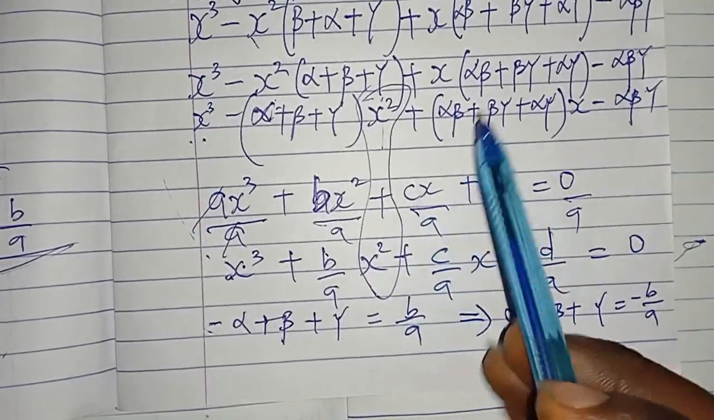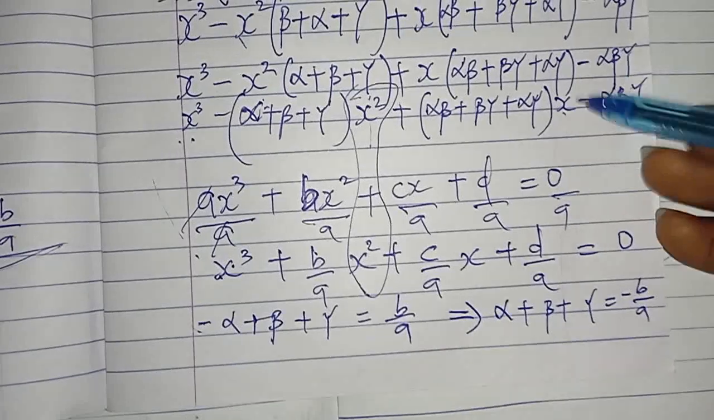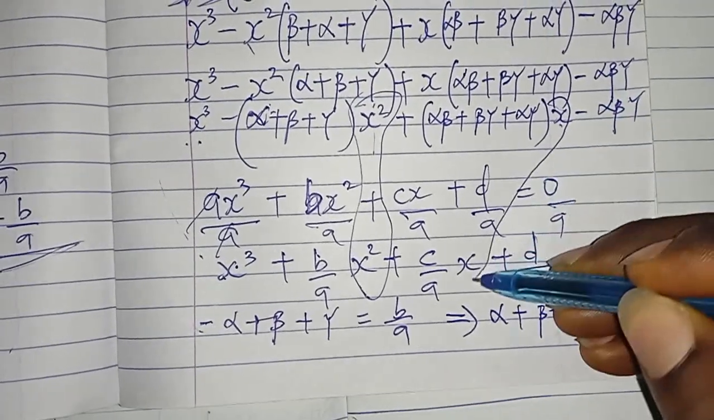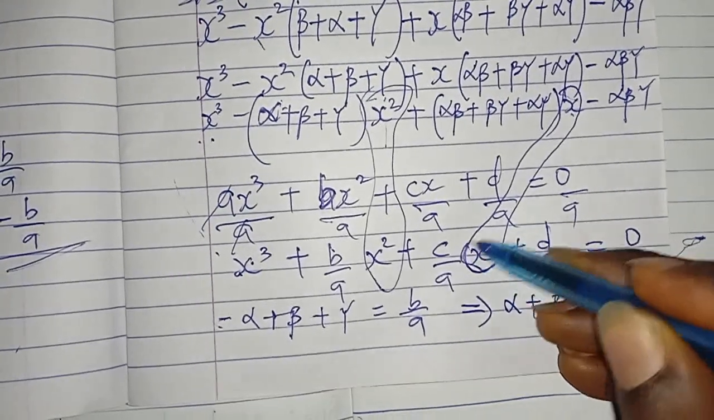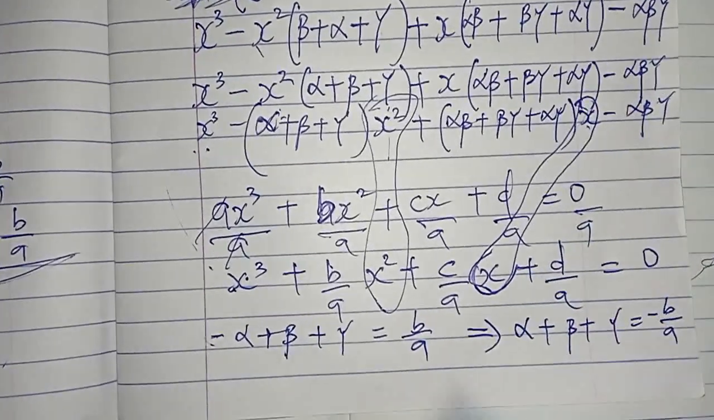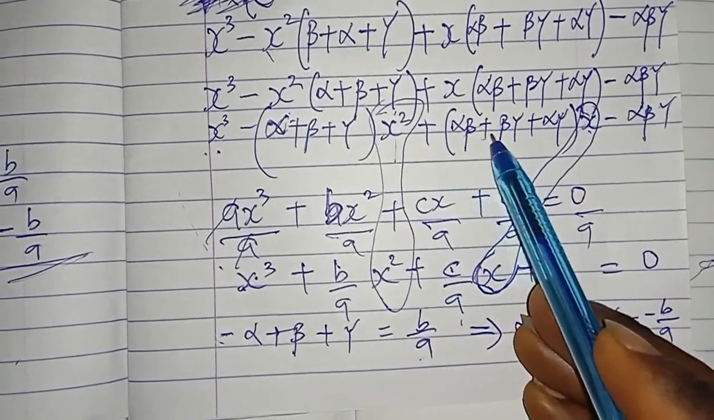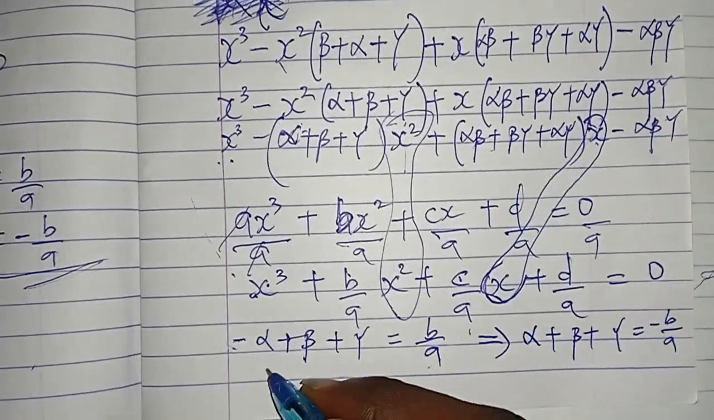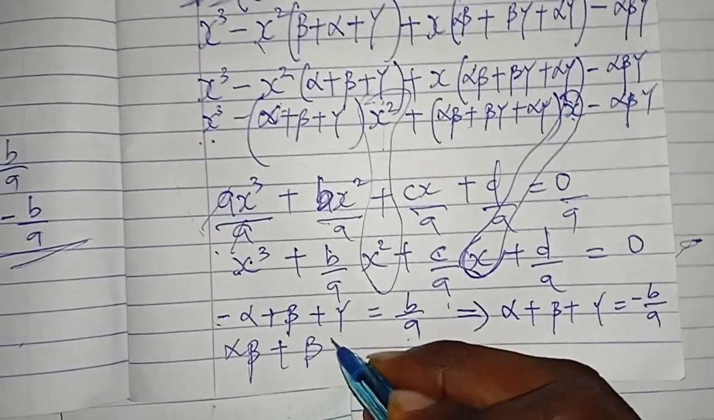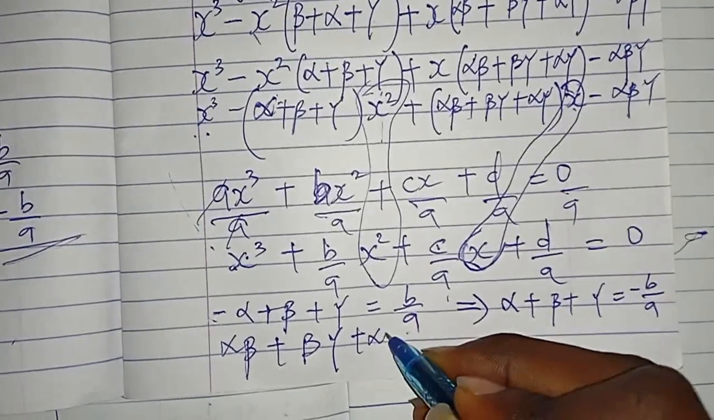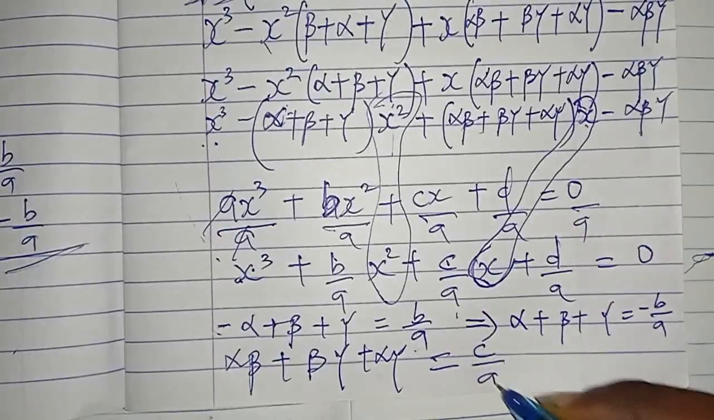So now notice for x, everything x can be compared with this. This is x, this is x. And notice that the value is c over a. Here is alpha beta plus beta gamma plus alpha gamma. So I can bring it out: alpha beta plus beta gamma plus alpha gamma is equal to the value here, which is c over a.